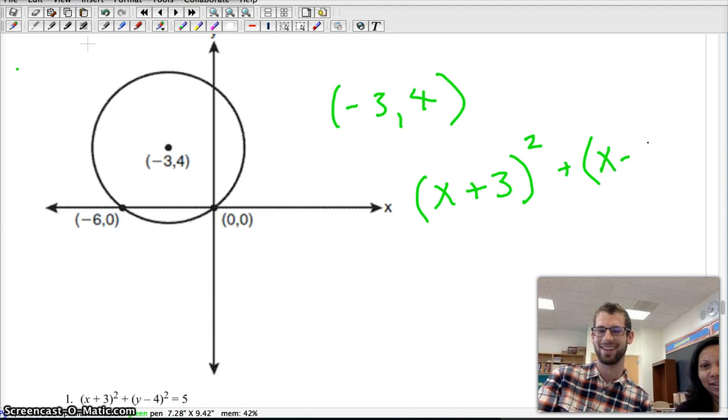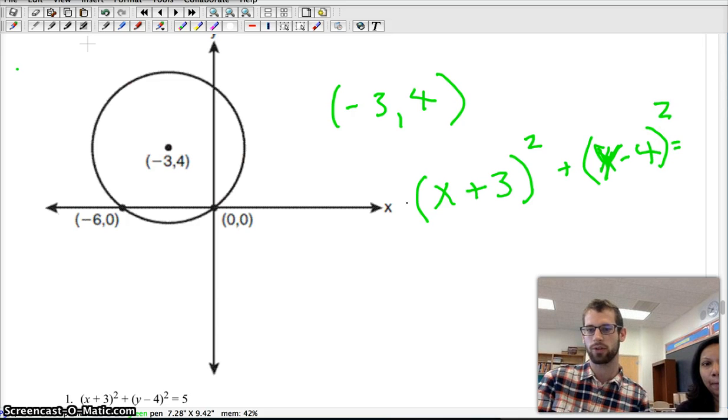Okay, so x minus... no, y minus 4. Thank you, Ms. Varghese. X plus 3, y minus 4. Both of those have to be squared, and then we set that equal to the radius squared. So first that means we have to find the radius of this circle.